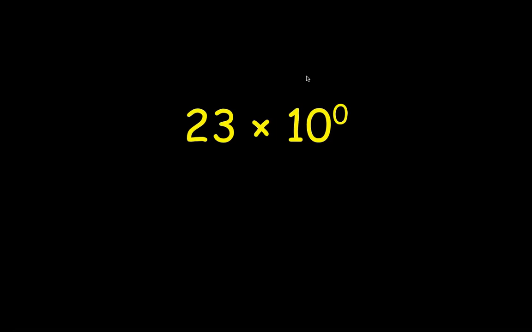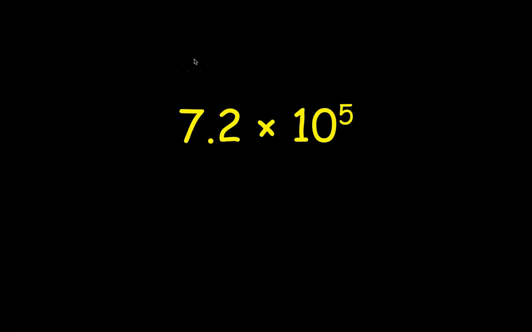If you got 23 times 10 to the power of 0, again, the same thing applies. It's not wrong, but it's not in standard form because you've got 2 digits on the left of the decimal point. 720,000. Pause the video, and when you're ready, carry on. If we ignore the 2, it would be 7 times 10 to the power of 5. Now I'm going to put the 2 back in. 7.2 times 10 to the power of 5.